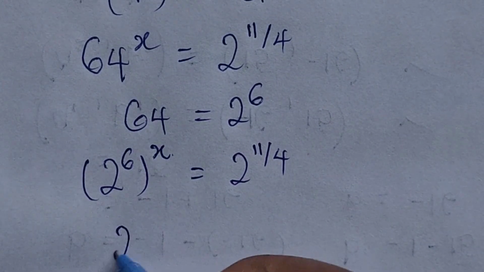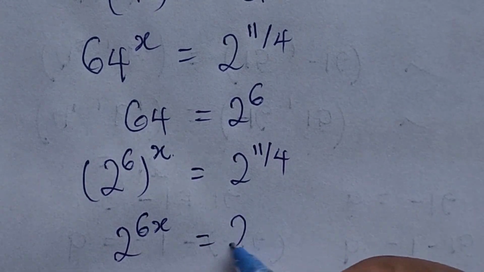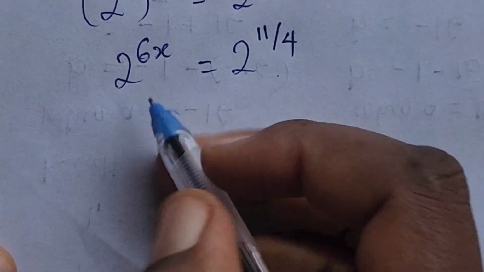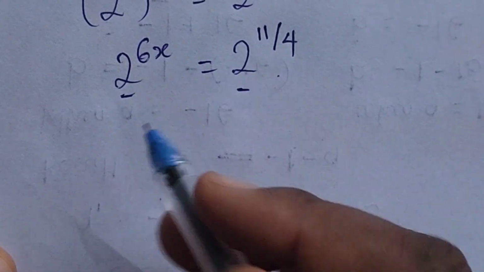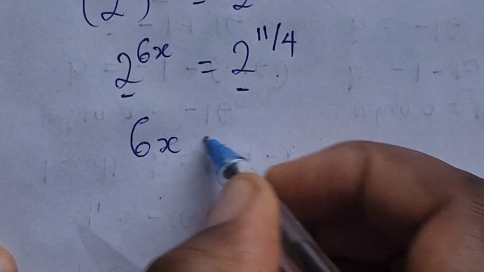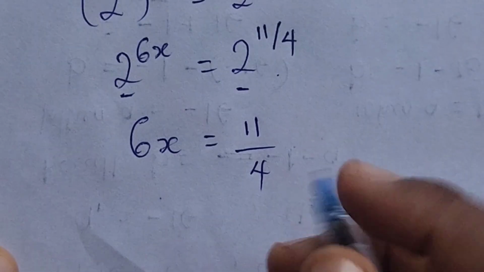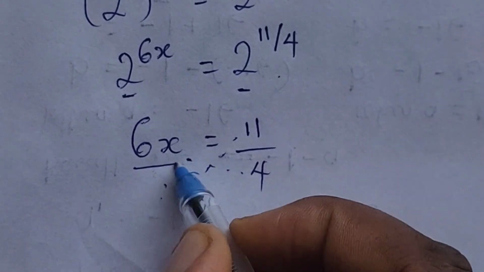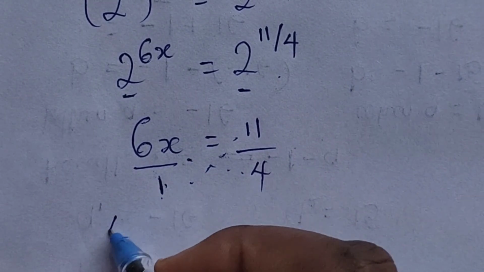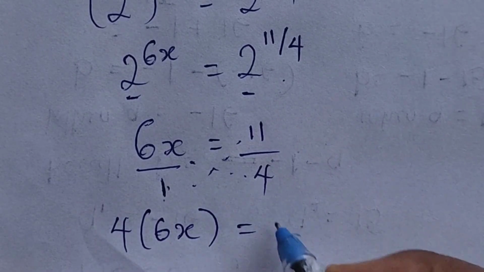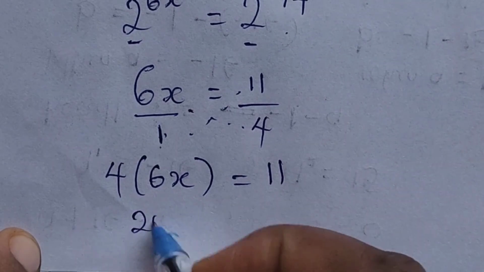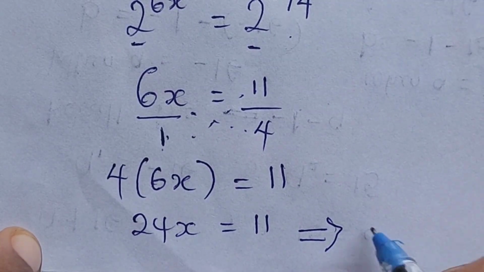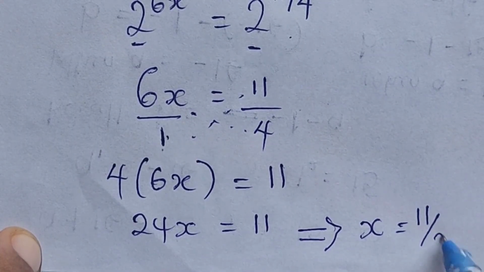So multiplying the powers, we have 2 to the power of 6x is equal to 2 to the power of 11 over 4. Since we have the same base here, we equate the powers to have 6x is equal to 11 over 4. So cross multiplying, this is over 1. We have 4 times 6x is equal to 11. So we have 24x is equal to 11. So this implies that our x is equal to 11 over 24.